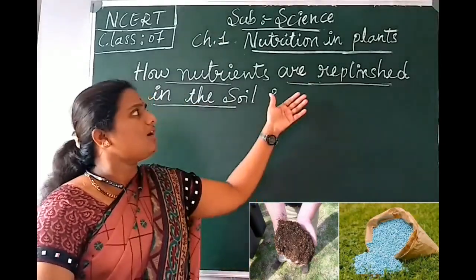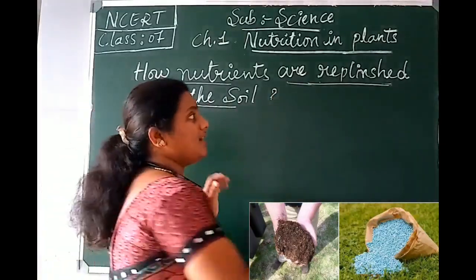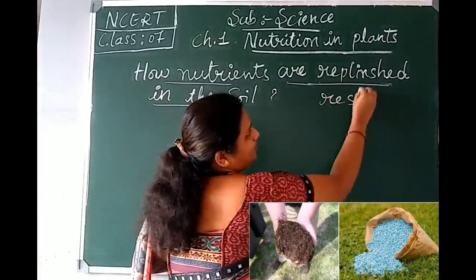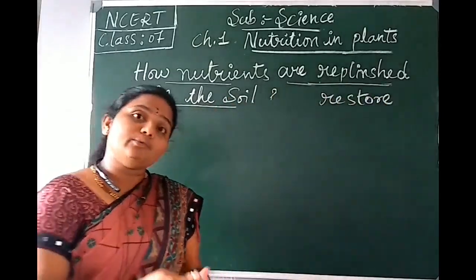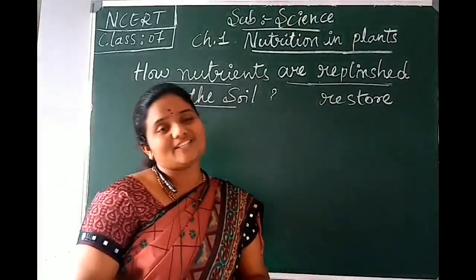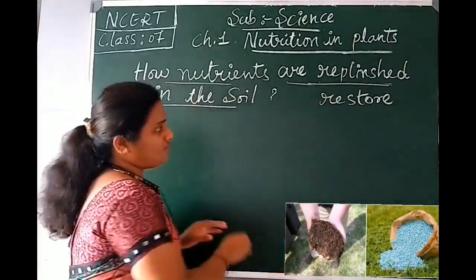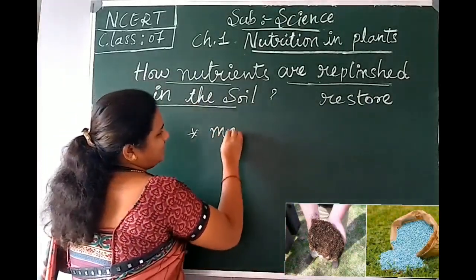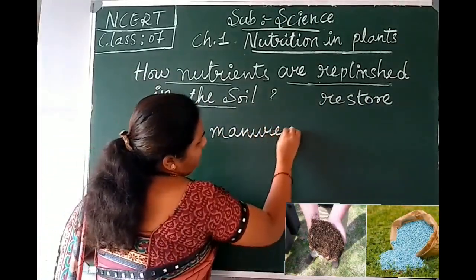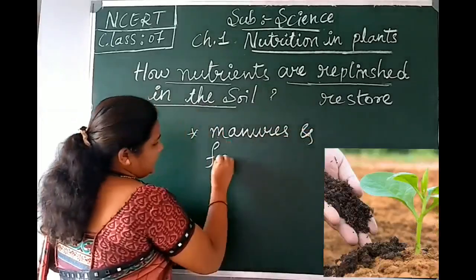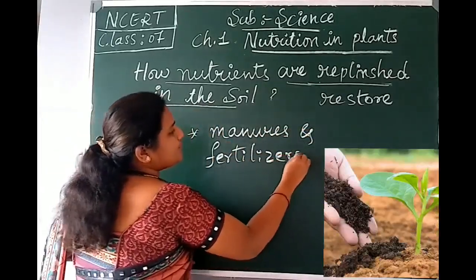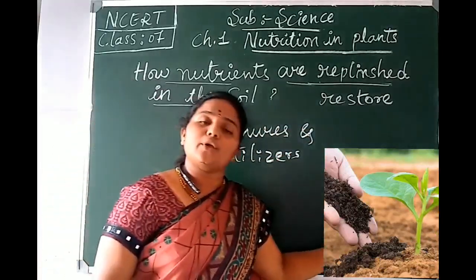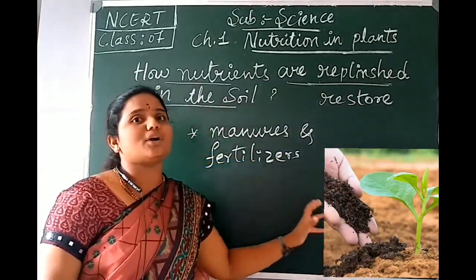So what does replenish mean here? Restoring. Restore. What are we going to restore here? Nutrients are going to be restored in the form of what? Manures and fertilizer. In the form of manures and fertilizer, we are going to add nutrients to the soil.